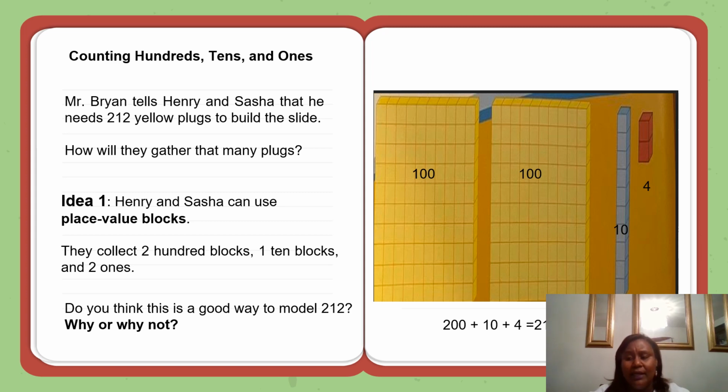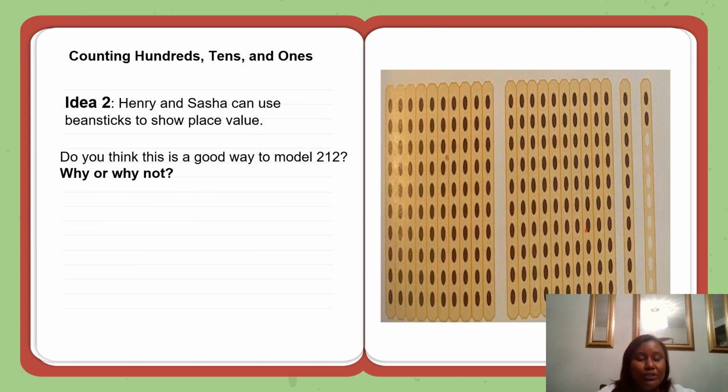Idea 1. Henry and Sasha can use place value blocks. They collect 200 blocks, one 10 block, and two ones. Do you think this is a good way to model 212? Why or why not?